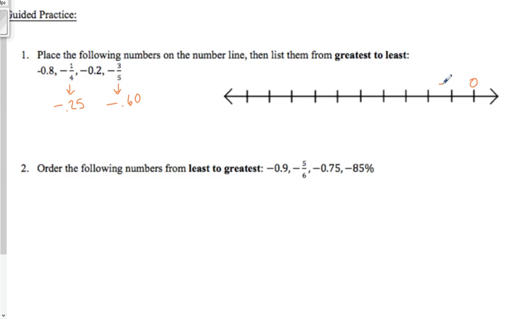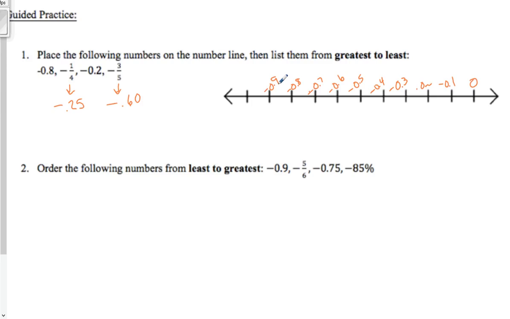So then this would be -0.1, -0.2, -0.3. It's not making my negative sign. -0.4, -0.5, -0.6, -0.7, -0.8, -0.9, and I'm going to stop there.